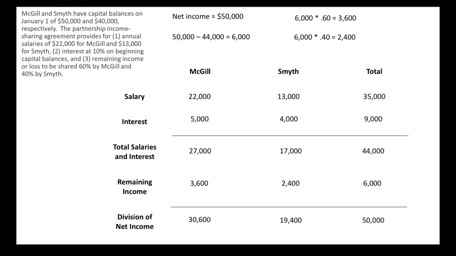And you'll notice that our grand total there of 50,000 is our net income. Because what we're doing here is we are splitting up that 50,000 between our two owners. So your division of net income will always add up to the total net income amount. Any questions about how we did any of that before we move on to the second part?